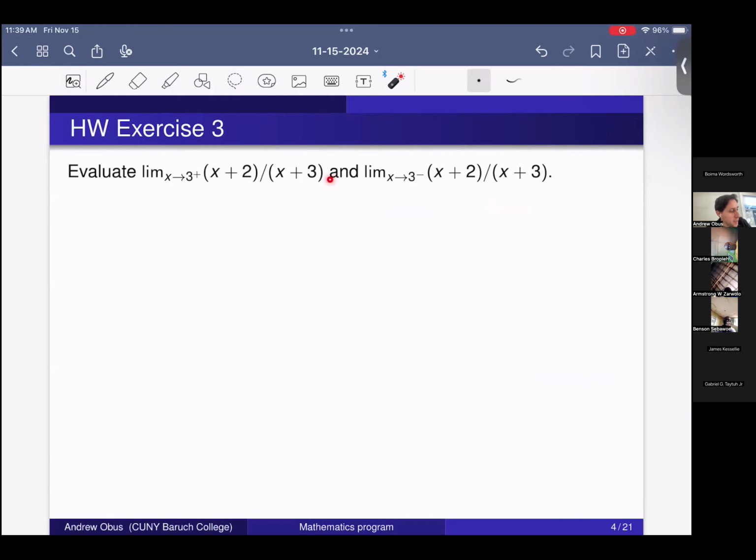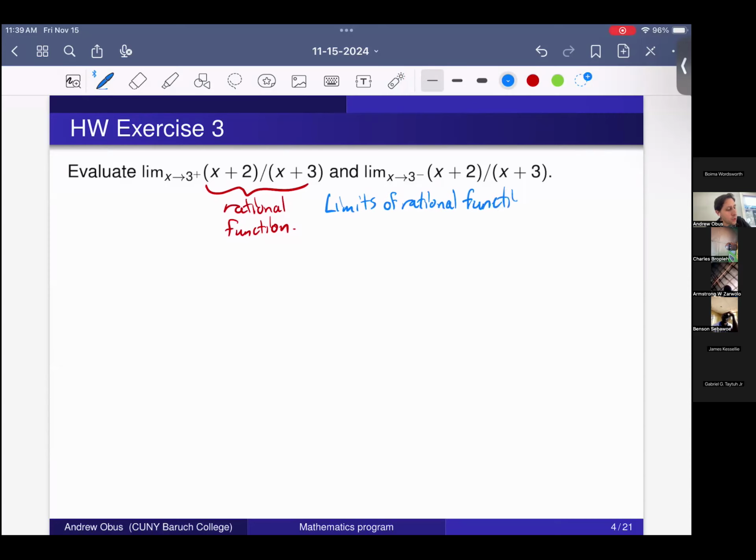So let's recall, this is called a rational function. And remember that to do limits of rational functions, how can you evaluate limits of rational functions? You can just punch in the limiting value as long as it doesn't make the denominator 0.